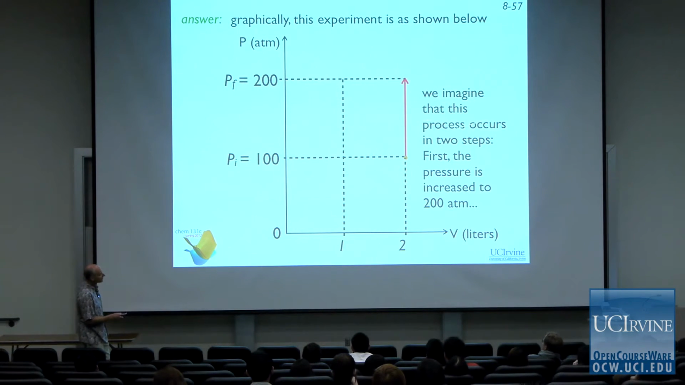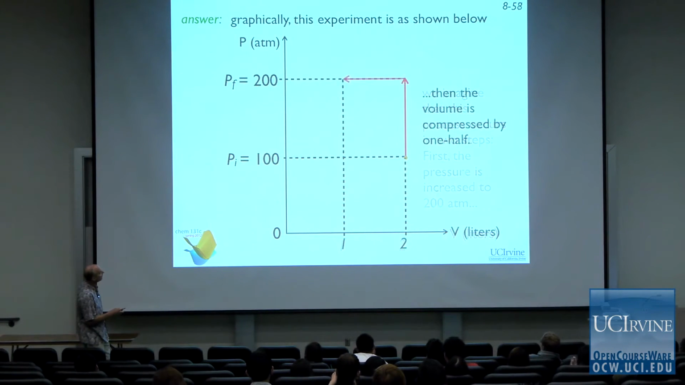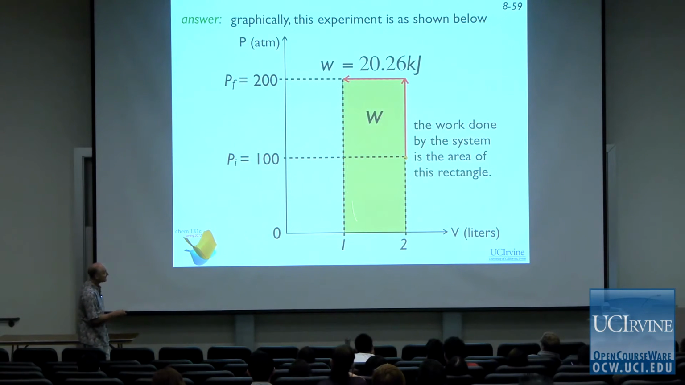We imagine that this process occurs in 2 steps. First, the pressure is increased to 200 atm. Then, we compress at 200 atm. That's the external pressure that we're acting against. This is the total work. You might think it's just this. No. Does that mean that it makes no difference what pressure we started at? Yes.